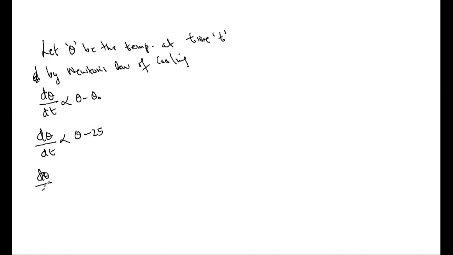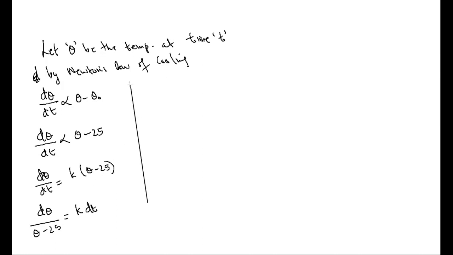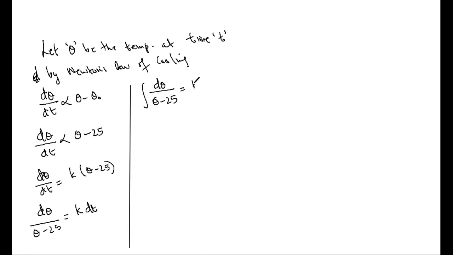So d theta by dt is k times theta minus 25. So d theta upon theta minus 25 is k times dt. Now let's solve this. So integral d theta upon theta minus 25, we brought all the theta terms with d theta, equals k integral dt plus c. So log of theta minus 25 is kt plus c.